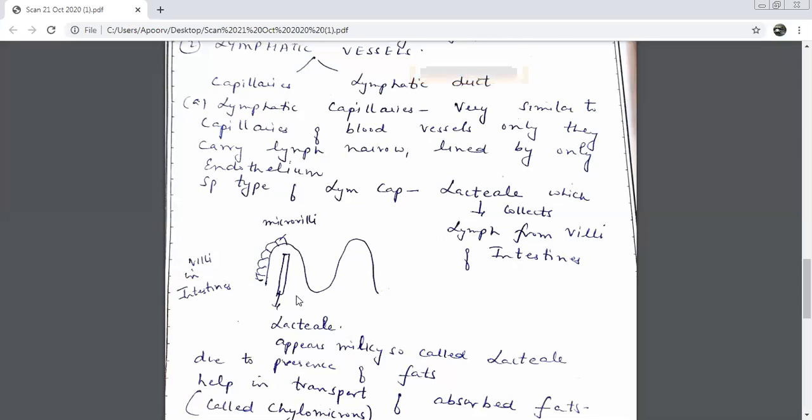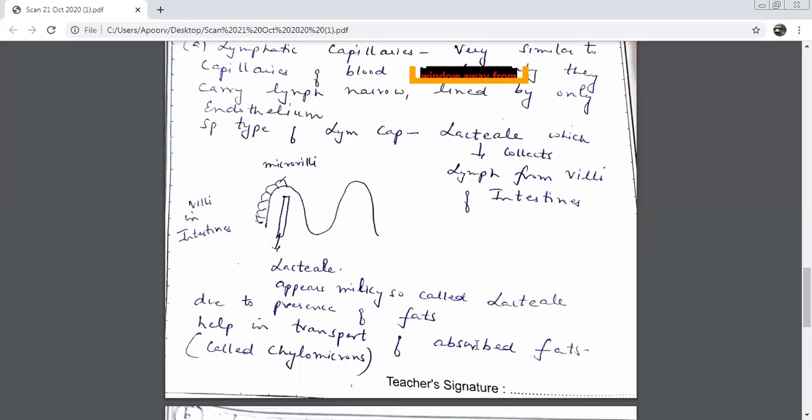Fats. In the intestine, absorption of food takes place. This is the important part of digestion which takes place in the intestine, that is absorption of food. When I say absorption of food, many things are absorbed. So the fats which are absorbed in the intestine, their transport is done by this capillary, that is lacteal. So what is the function of lacteal? It helps in the transport of the fats which are absorbed in the intestine. That is why fats get deposited inside here, and because of fat deposition, it appears milky. And that is the reason we call it lacteal.